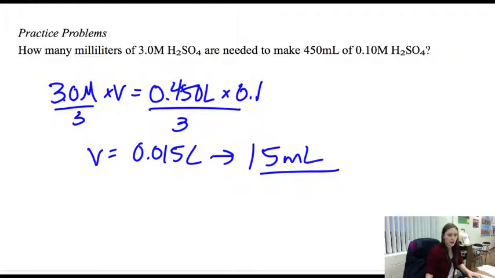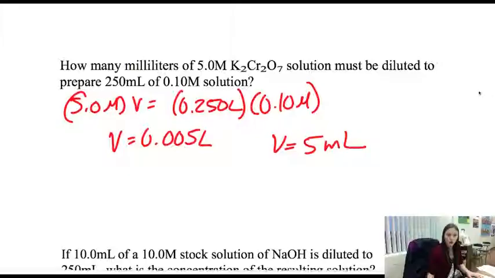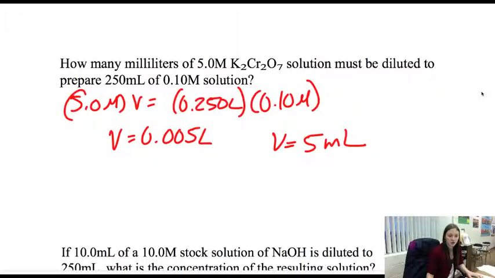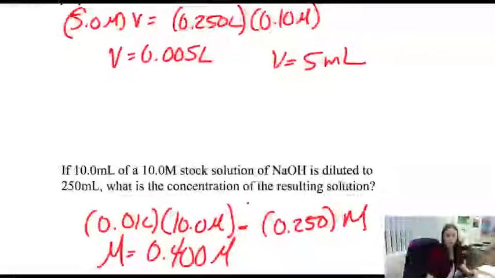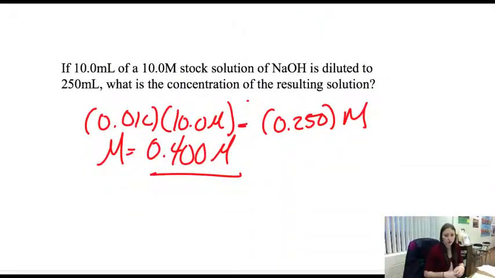Go ahead and try the next two. So for the second one here, you should get 5 milliliters that you're going to have to add to make it more dilute to 0.1. And then the bottom one here, you should get an ending concentration of 0.4 if I dilute 10 molar to 250 milliliters.